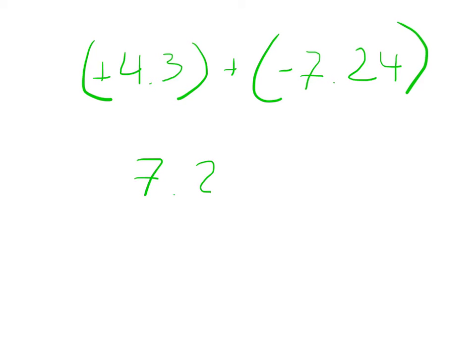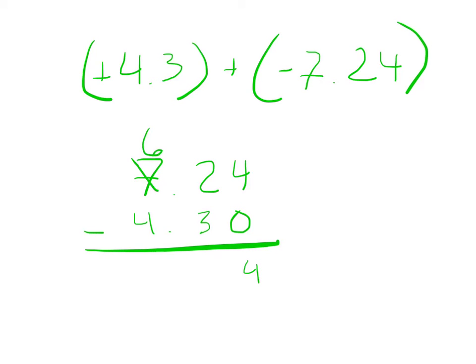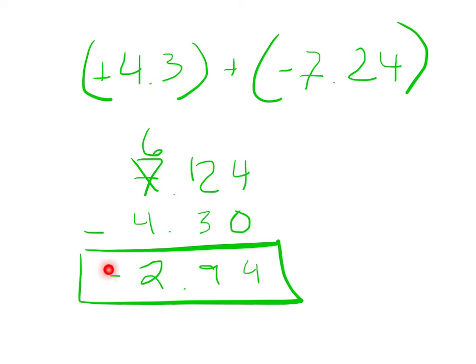So 7.24 minus 4.3, put a 0 in here, 4, regroup here, that'll be 9, 6 minus 4 is 2, and then I have to add my negative symbol here, because this is a negative number and it's larger.